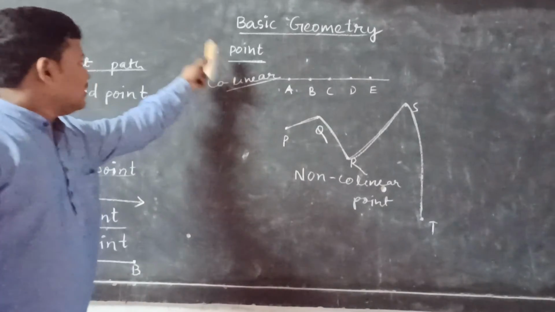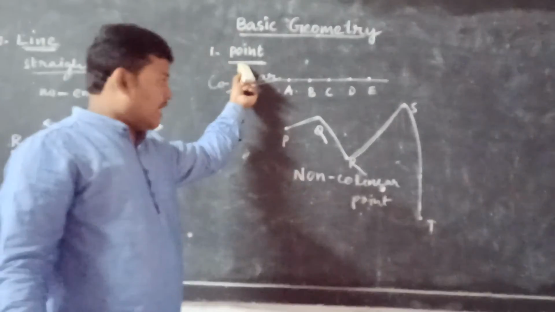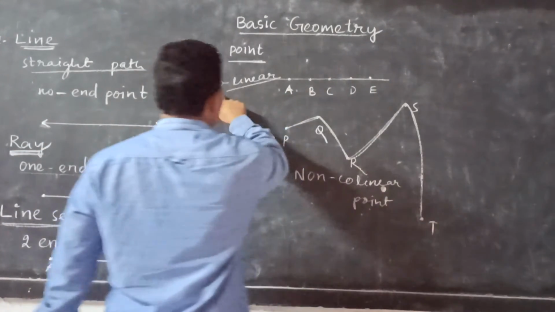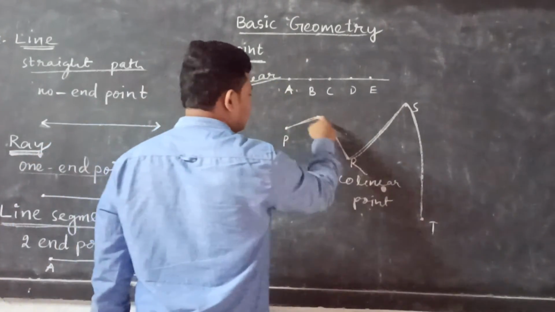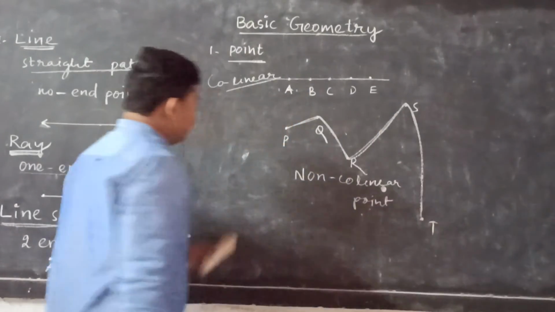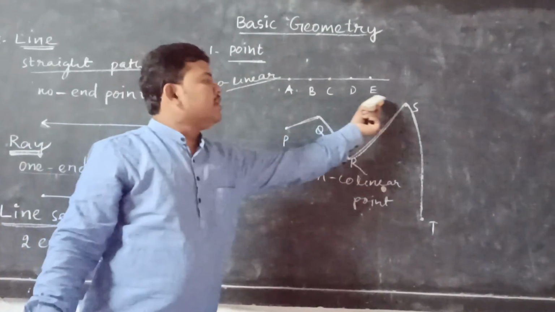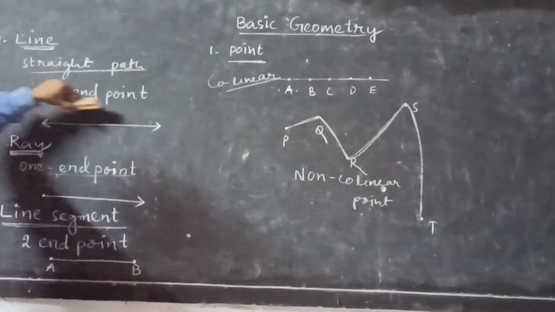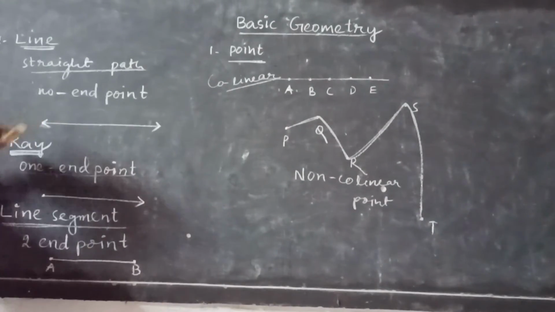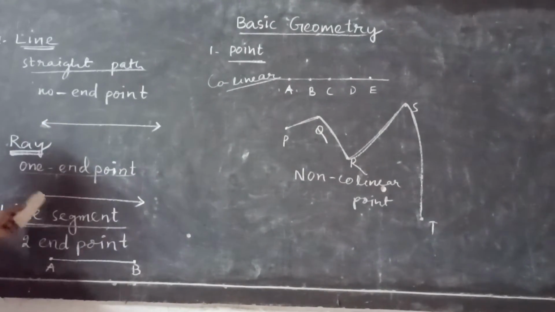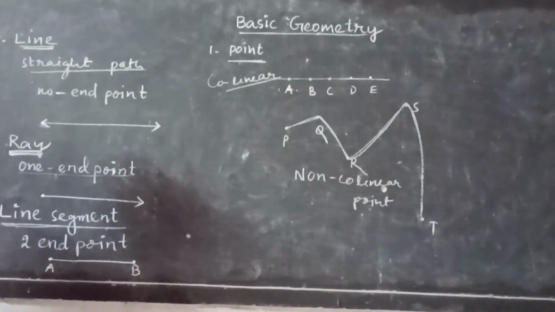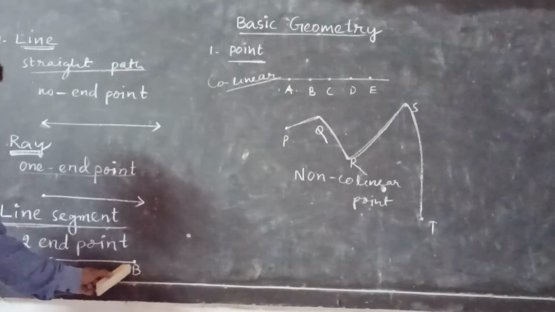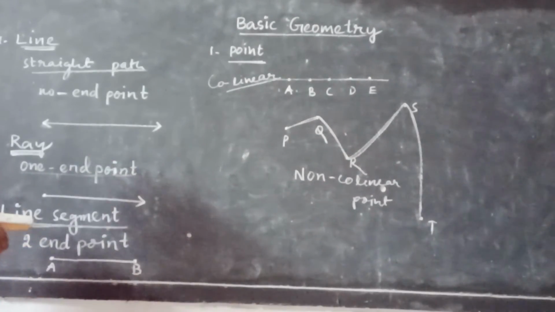Okay, a point gives us an exact idea of a location. If the points are present in the same line, they are called collinear points. If they are not present in the same line, they are called non-collinear points. Millions or infinite numbers of collinear points, when joined together, form a straight path which has no end point, and that is called a line. If we get only one end point and it extends endlessly in only one direction, it is called a ray. And if we get two end points, it is called a line segment.